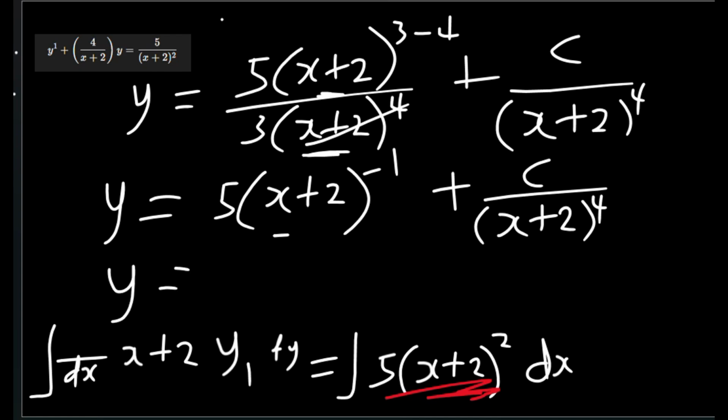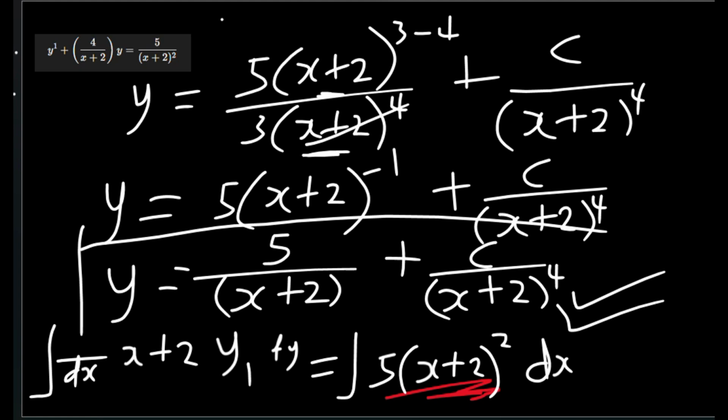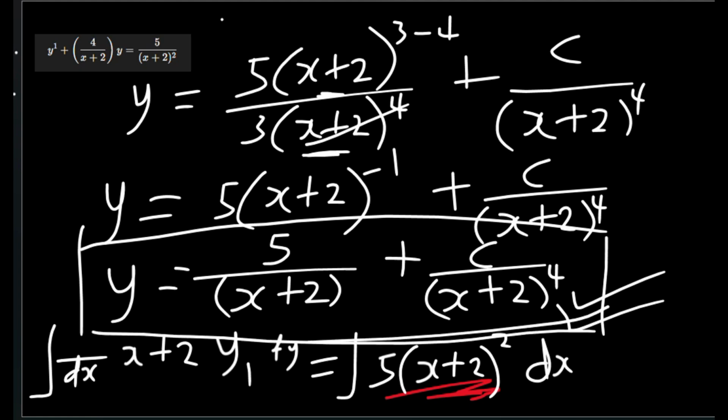Yes, so we have y is equal to 5 over, so when we have (x + 2) to the power minus 1, it becomes 1 over (x + 2). Yeah, so this is supposed to be our final answer. But I think we missed something here. You will see that there was a 3 under the 5. So you will rewrite that. So it's going to be 5 over 3(x + 2) plus c over (x + 2) to the power 4. And this is our final answer, or this is supposed to be our general solution.